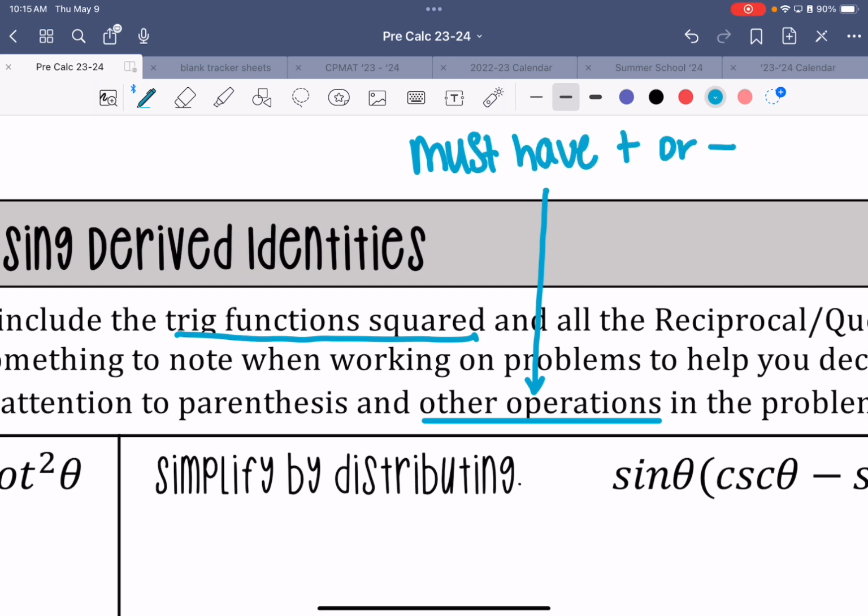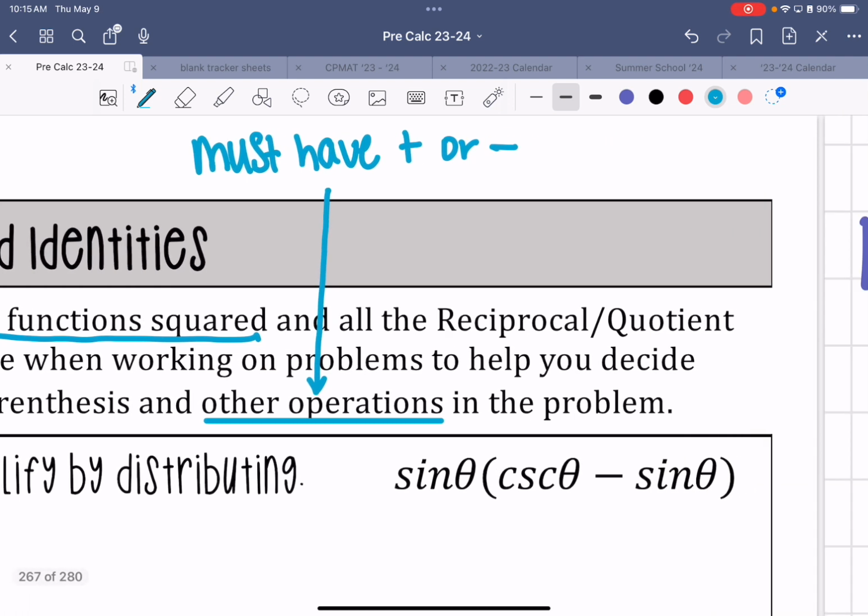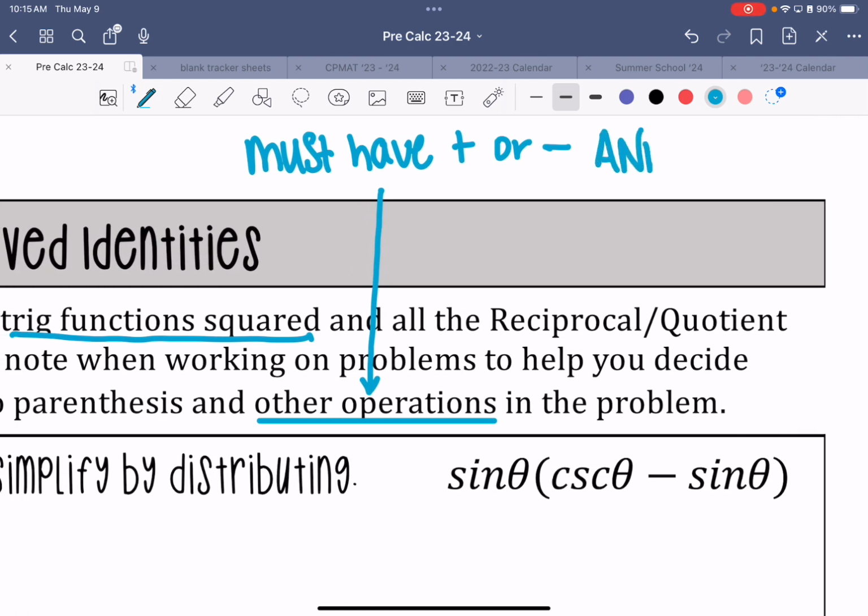So we're going to say must have plus or minus and trig squared. So two things you have to have. It has to be squared and you have to have a plus or a minus. Okay, let's give it a go.